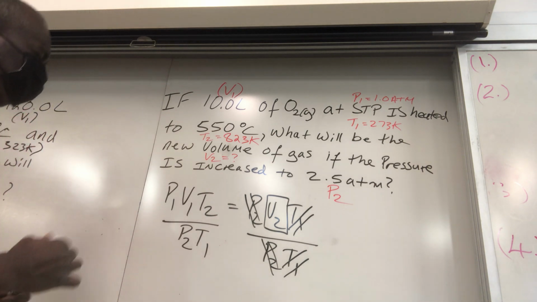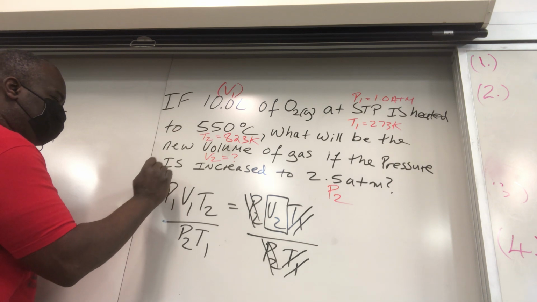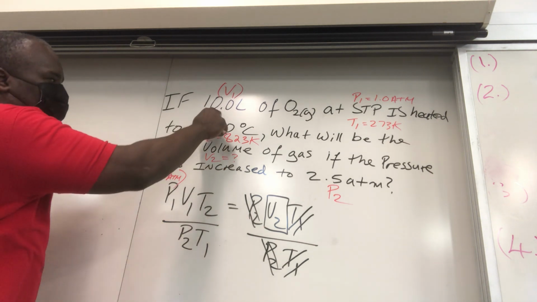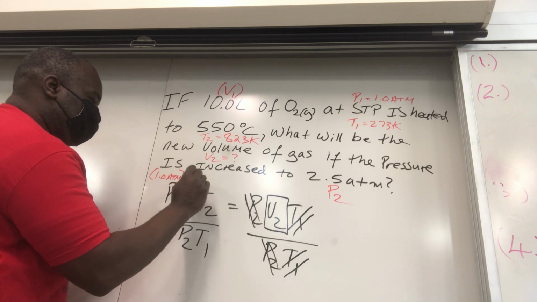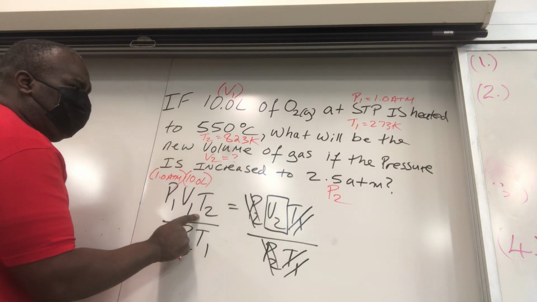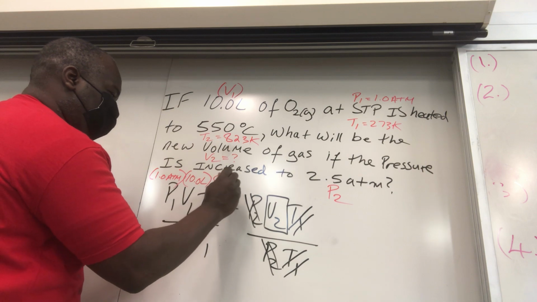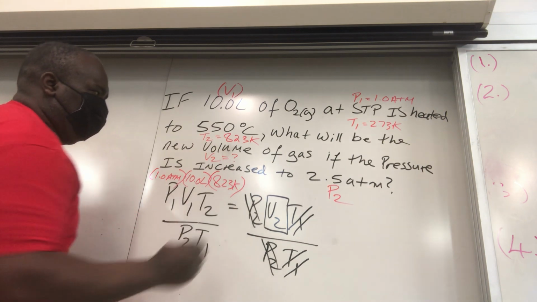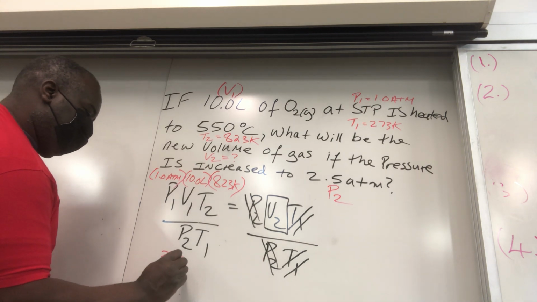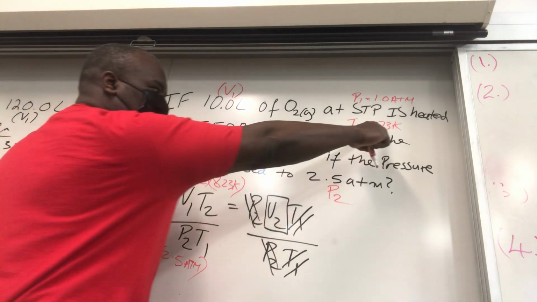All right, so let's do that. Pressure 1, hidden here, 1 atmosphere. So we're gonna go 1.0 ATM right there. Our V1, our initial volume, just so happens to be 10 liters. And our T2, be careful now, we went from 1 to 1 to 2. Our final temperature is 823 Kelvin. Our P2, our pressure 2, right here, is 2.5 atmospheres.